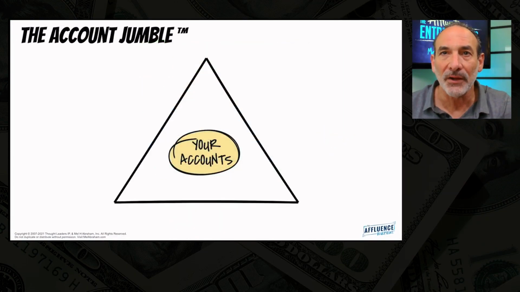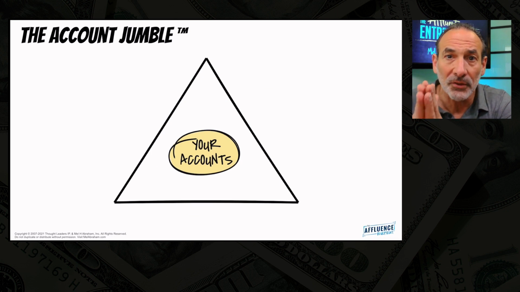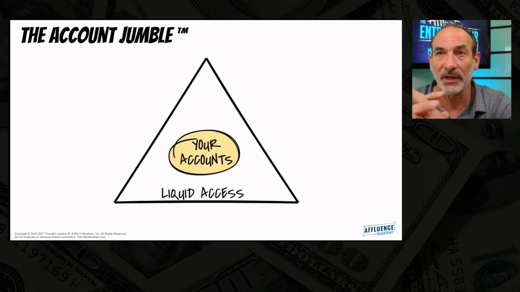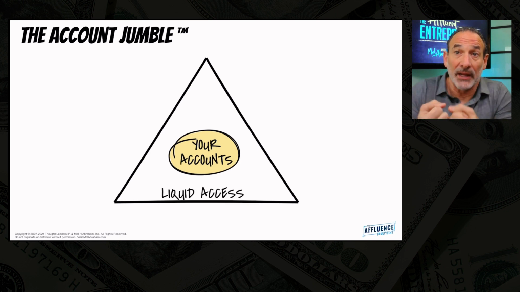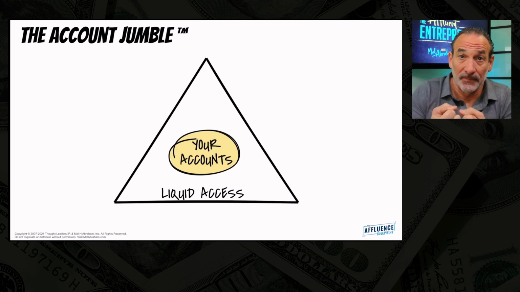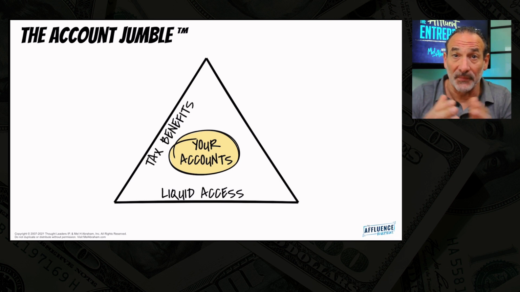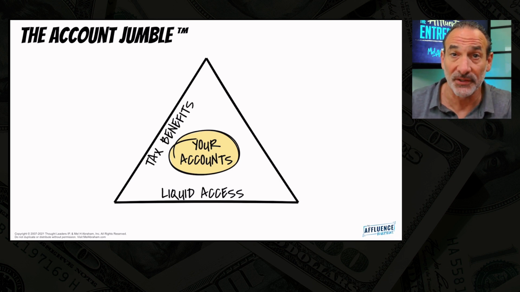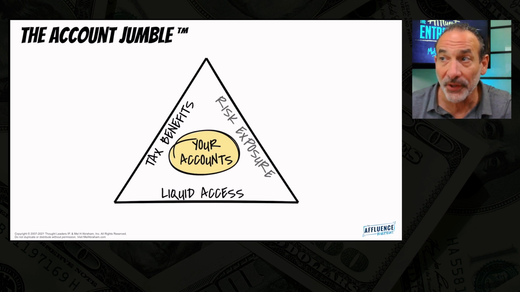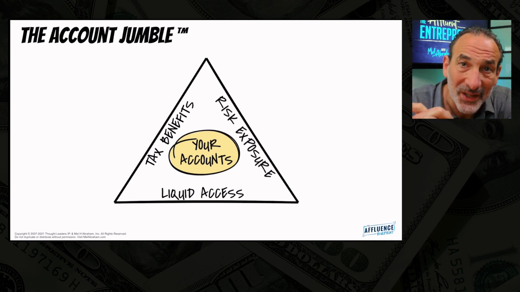This is something that I call the account jumble because there's so many accounts you kind of go, I don't even know what's going on. We're going to take a look at the different accounts that you can use, but we're going to look at it through three different sets of eyes, three different filters. The first is to look at it and say, is it liquid? Can I get access to the money? The second is, are there tax benefits? And the third is, what are the risks associated?